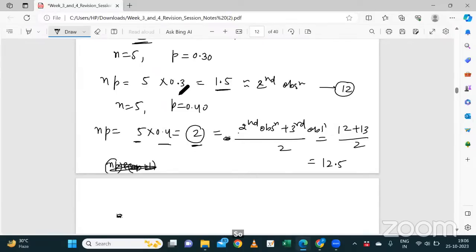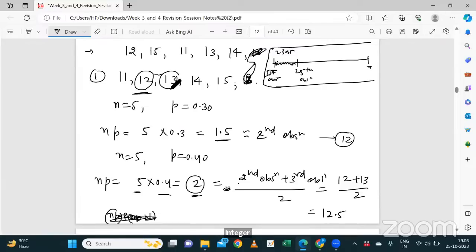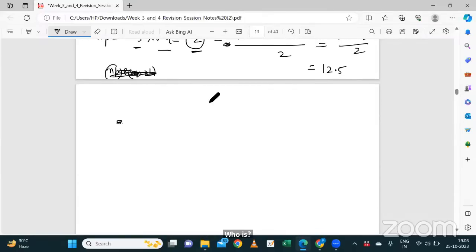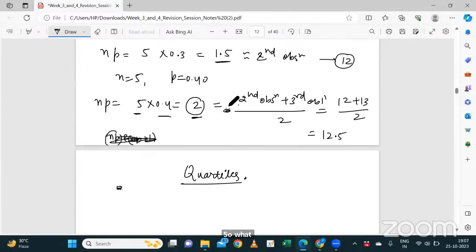What is the second observation? 12. What is the third observation? 13. What is the average of these two? 12.5. Got it? Okay. Sir, if this NP is 3, then also we have to take the third and fourth observation, right? Yes, if it's an integer, that's why I told you about NP. Okay, let me take that one also, then after that I will move to the next.